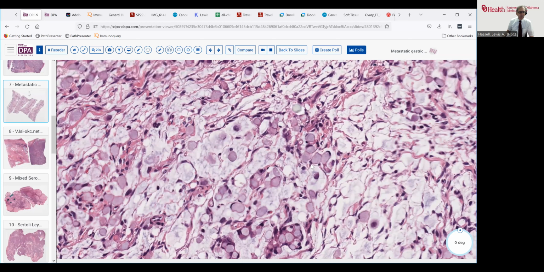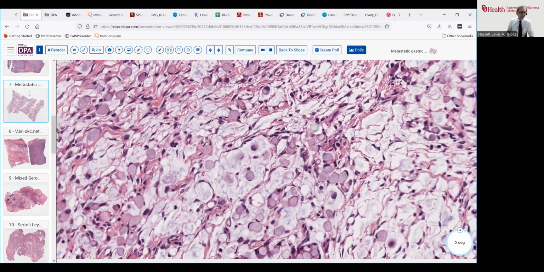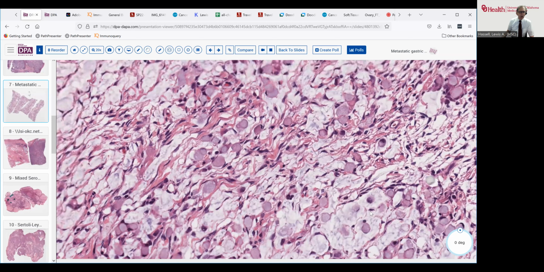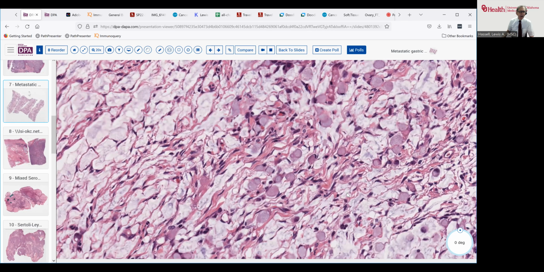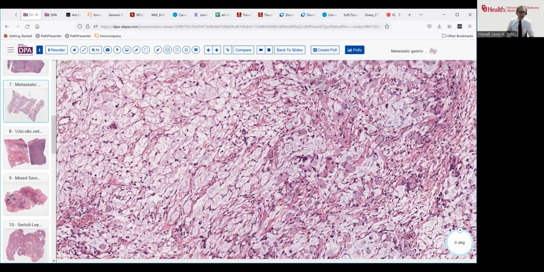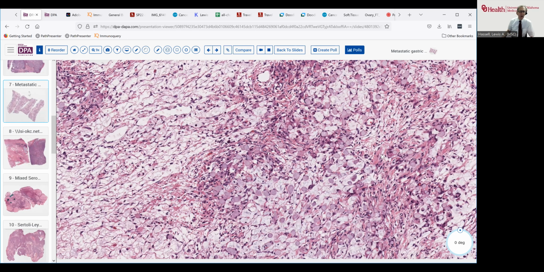So these would be easily classified or thought of as signet ring cells, where you have the clear space and a peripheral small nucleus pushed against the side. So signet ring cells in the ovary most commonly represent metastatic tumor, a metastatic signet ring or poorly differentiated, poorly cohesive carcinoma, oftentimes from the stomach, but could be from the gallbladder, pancreas, or other locations as well.